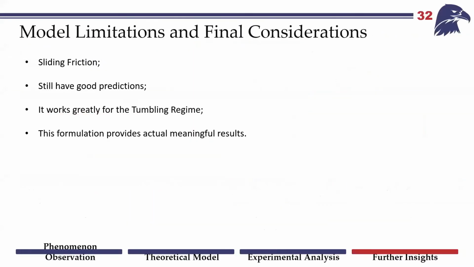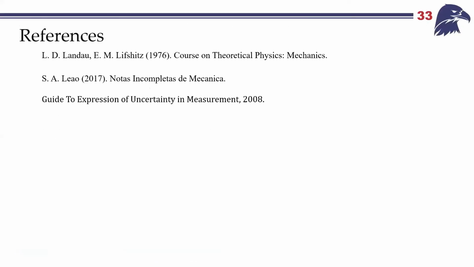The limitations of the model and the final considerations: sliding friction was not considered, but it's not as important because it would either give absurd predictions, or not give us anything, or give the same results as this regime of the model. This formulation actually provides meaningful results and predictions, and it works greatly for the tumbling regime, which is the one we are interested in. These are our references. Thank you.